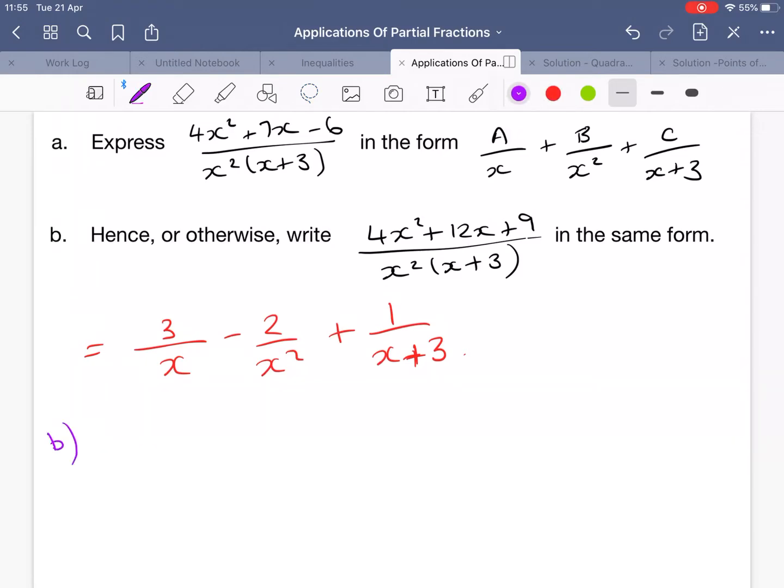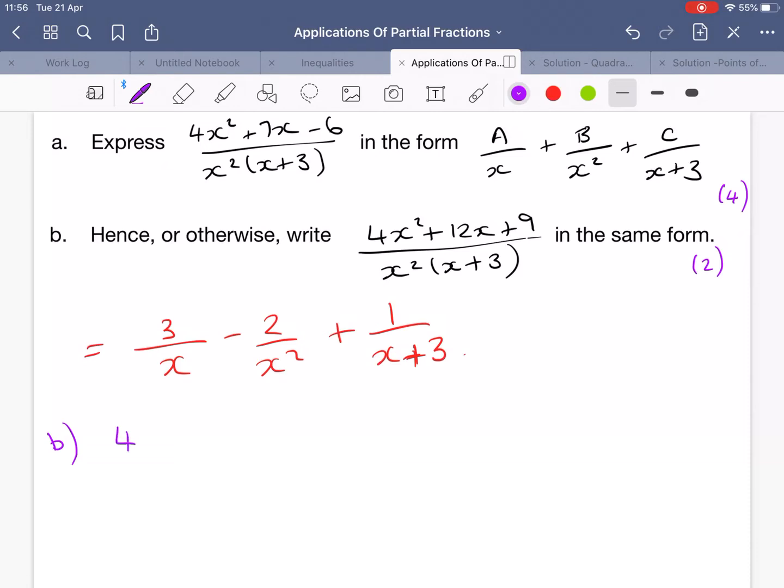So B, it says hence or otherwise. So what it wants me to do is use part A, because I've got to be honest, part A would probably be worth about 4 marks in the exam. Part B is only going to be worth 2 marks. So if you went through the whole process again using the normal method for working out partial fractions, then you're doing more work than you need to, because it's telling you this is only worth 2 marks. Okay, so what it wants us to do is use part A.